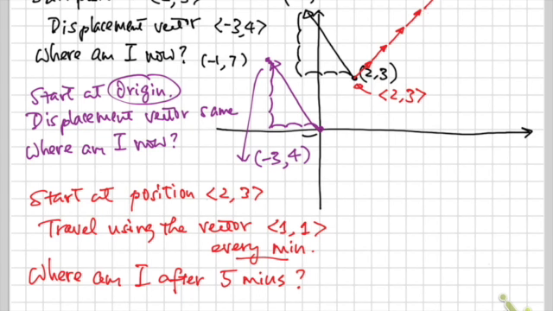After 5 minutes, where am I going to be? Well, I should be right here, right? After 5 minutes, I would have traveled 5 units in the horizontal direction, and I would have traveled 5 units in the vertical direction. So my final point of location would be 7 and 8. Okay, and this is my final location at 7, 8.